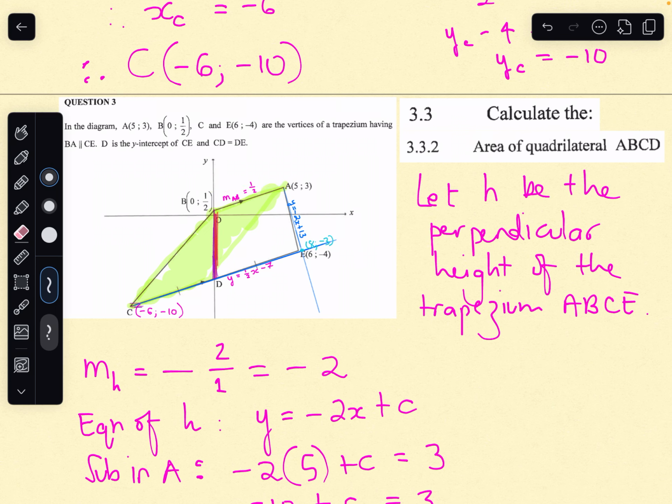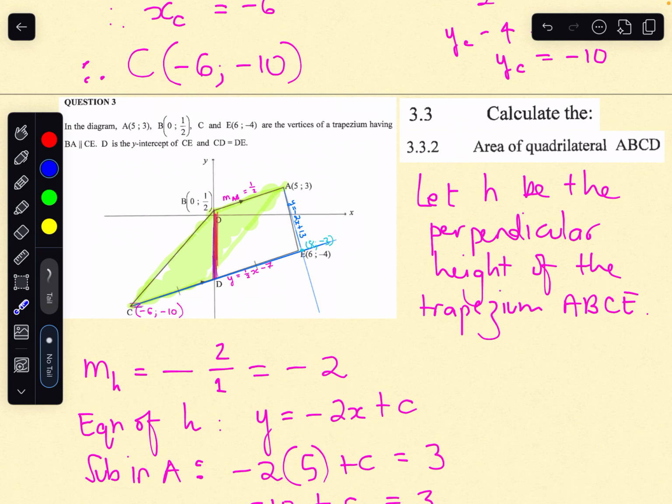Right, okay, so we started out by saying that H is going to be the perpendicular height of the trapezium ABCE. So this little blue line over here. Then I wanted to find the equation of the line that H lies on. So we started by saying the gradient of that line will be the negated reciprocal of this gradient here. So that would be minus 2 over 1, which is minus 2.